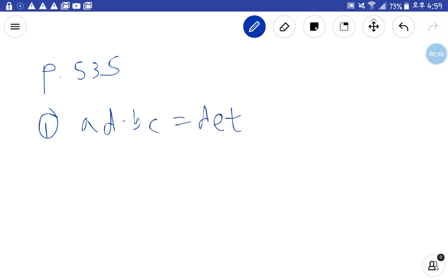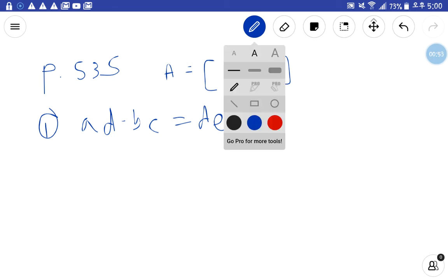Let's say a given matrix has a name A, then it would be the determinant of A, or determinant of B. So now, let's say my A would be this: A, B, C, D. Then it will be determinant of A, so AD minus BC. If this is 0, then no inverse matrix exists. You can check it on that.